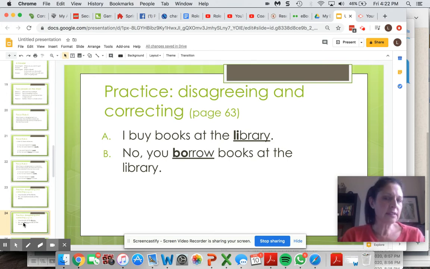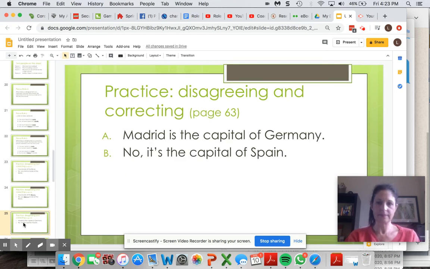In sentence number 2, borrow is my new focus word because I'm correcting the word buy. You don't buy books at the library. You borrow books at the library. So that's why my stress is now on borrow. Borrow is my new focus word. Let's do another one. Hit pause and practice.